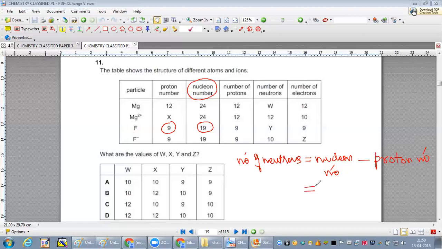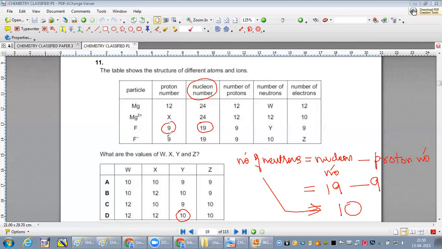Nucleon number is 19. Proton number or number of protons is 9. This is going to give me 10 neutrons, which you can see over here. There are 10 neutrons over here.